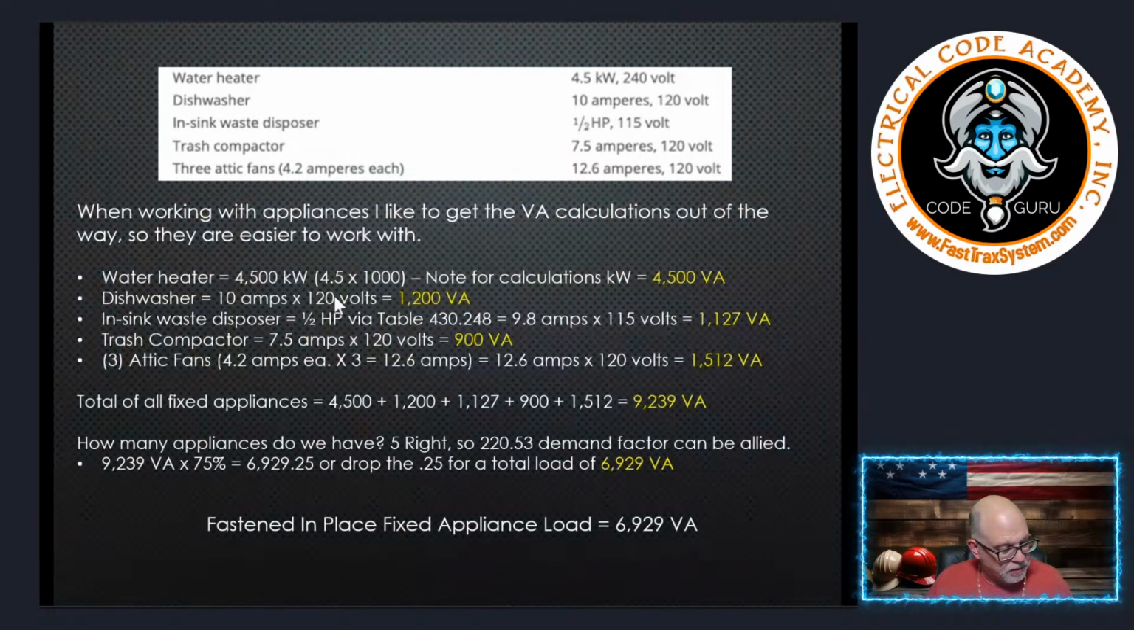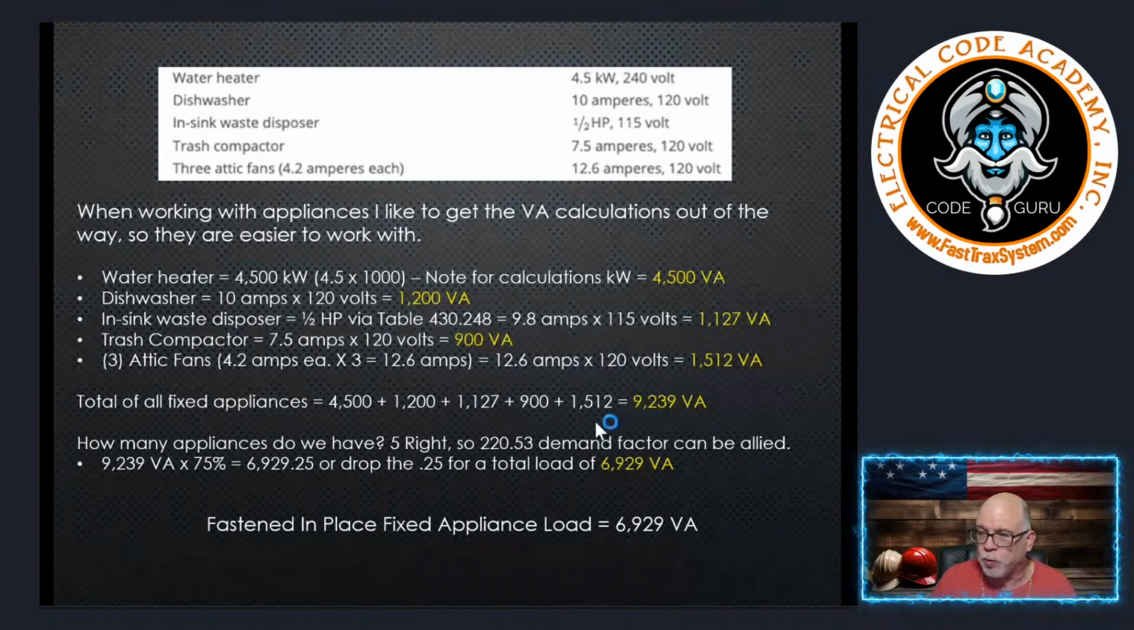So guess what? This is where people get confused about the neutral. If I could apply this demand factor to the hot conductors, why can't I apply it to the neutral? And the answer is you can. So we're going to do the same thing. But in this case, I'm going to add up everything except for this 4,500. Now, since we've already done this math right here, I'm just going to take that 9,239.